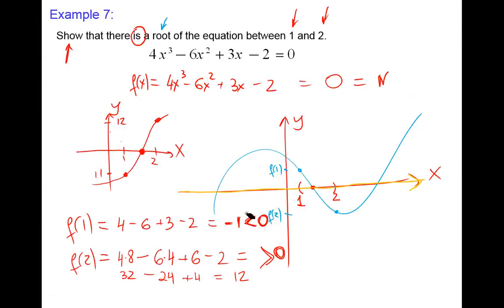Please remember, that's the point. One number negative, one number positive. Could be either way, doesn't matter. Then we will always intersect the x-axis and we will meet the value 0. That's definitely the guarantee that the solution of this equation exists between 1 and 2.